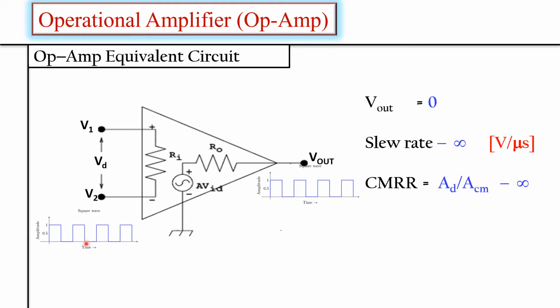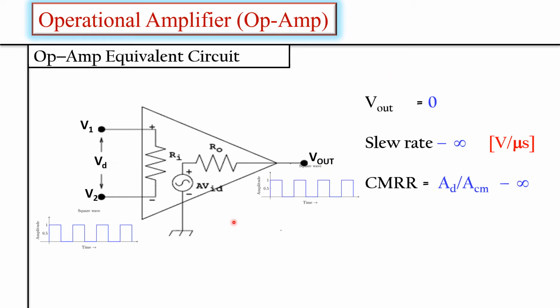So as soon as we apply an input, the output should reach from 0 to the saturation voltage very fast. So for the ideal op-amp, the slew rate should be equal to infinity. Slew rate is defined as the maximum rate of change of output voltage with respect to time, and its unit is volts per microsecond. That means how fast the op-amp is able to respond at the output voltage, right? So that is nothing but slew rate.